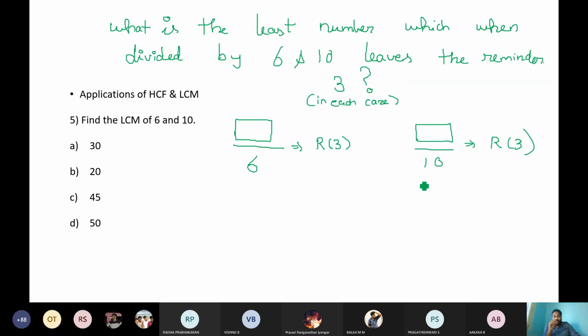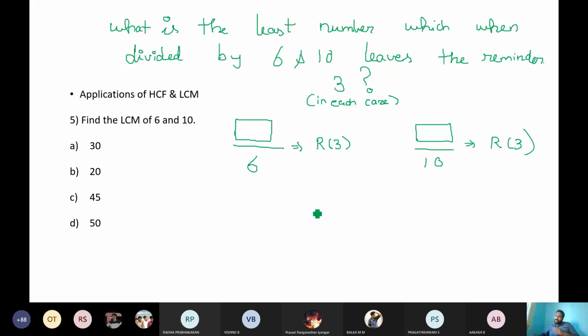LCM of 6 and 10, and I'm dividing the LCM by 6. What will be the remainder, guys? Very good, Harivarshini. It will be 0 because the LCM will definitely be divisible by those numbers. That is the reason why we call it LCM, right? That's a common multiple. So definitely it will be divisible.